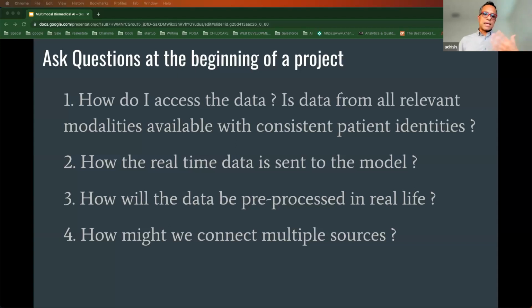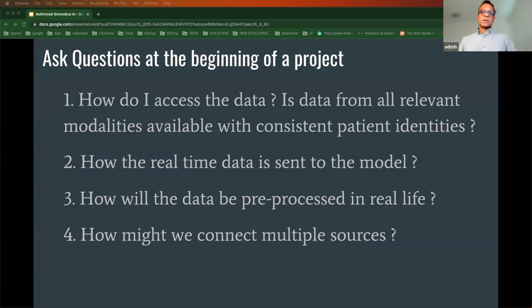And then, how is the data pre-processed? In real life, data just comes to the model. If you do too much pre-processing, that's actually not good, because then you have to do that at inference time, and sometimes that's not practical. And then lastly, I would say, how might we connect to multiple sources?